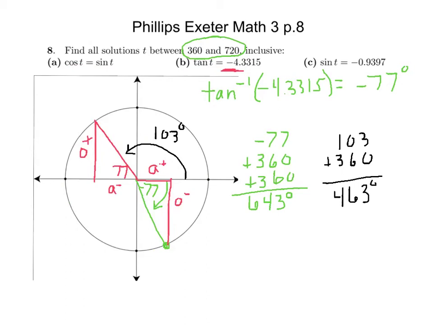Why wouldn't you go from the negative, like you did with 77, and go the negative way? Or would it be the same? You can go either way. The reason is because the initial answer on the calculator gave me a negative, and I need to be between 360 and 720. That's why I'm adding 360 to get in between there. Oh, okay.